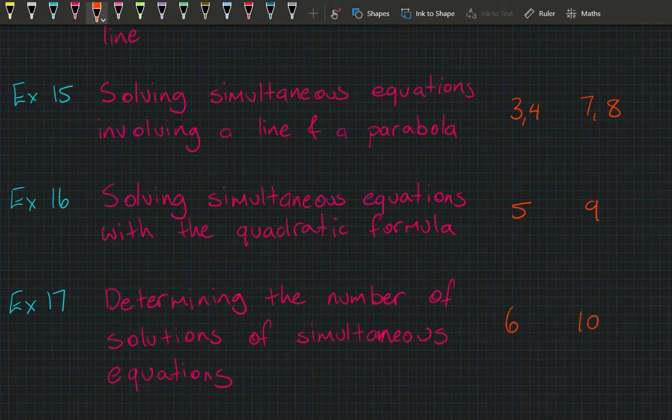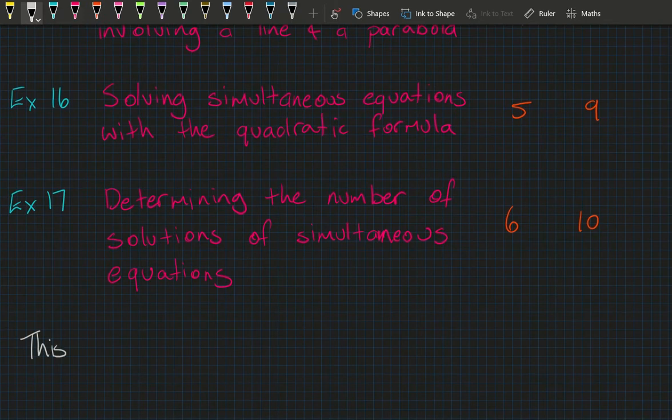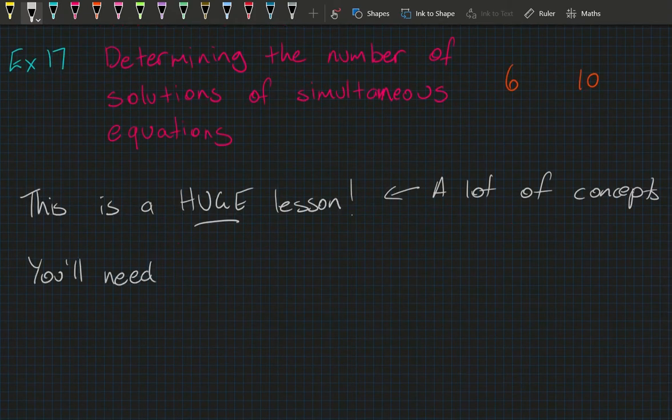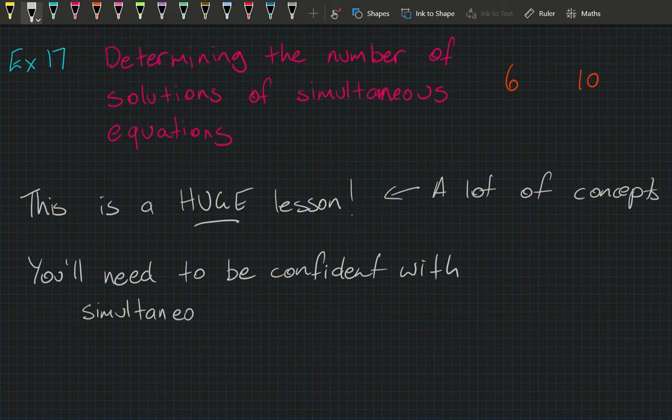So just looking at the amount of examples there, you can see that this is going to be a huge lesson. And this means we're going to be covering a lot of concepts. And we'll be bringing together pretty much everything you've learnt in this unit, plus some things from our linear relations unit. So you'll need to be confident with simultaneous equations, which is a topic that we did cover in linear.